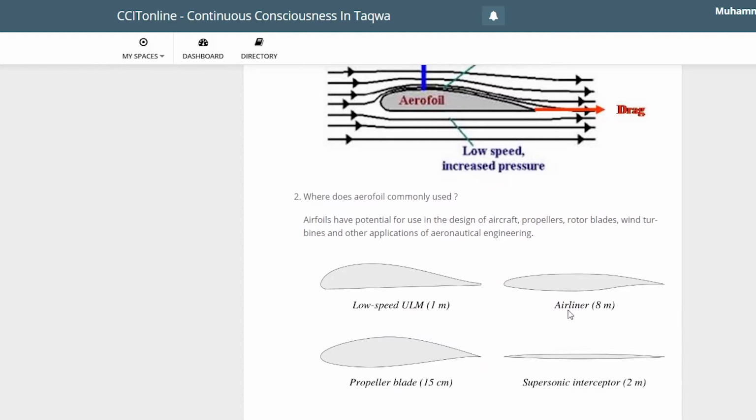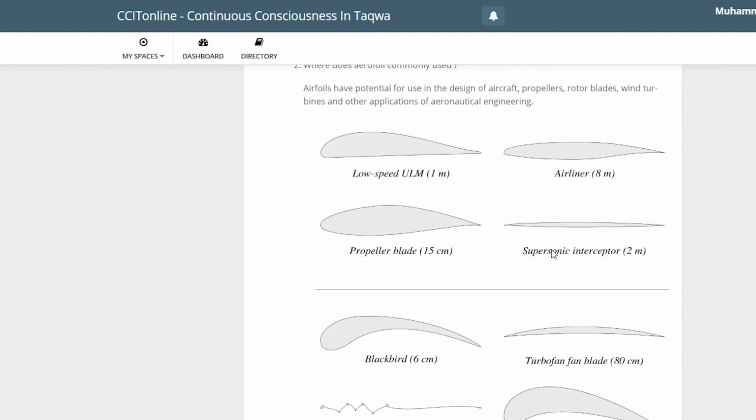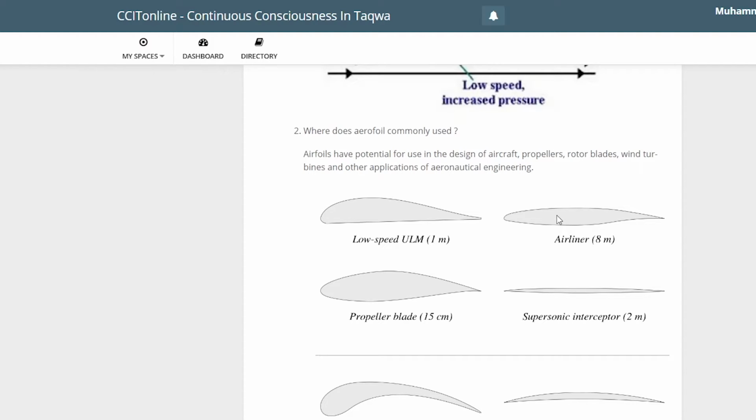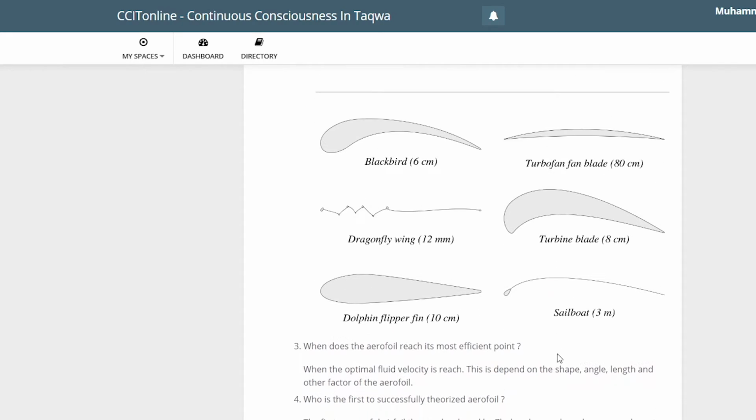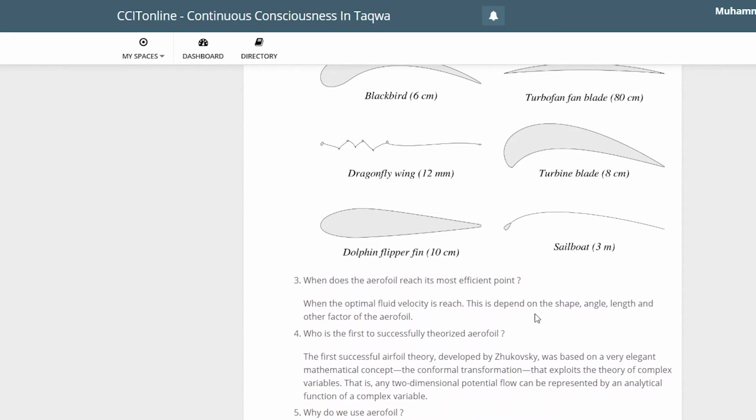For the next one, where is aerofoil commonly used? Aerofoil has the potential for use in the design of aircraft, propellers, rotor blades, wind turbines, and other applications of aeronautical engineering. In this figure are examples of aerofoil shapes, such as the aerofoil of a propeller blade, turbine blade, and so on.